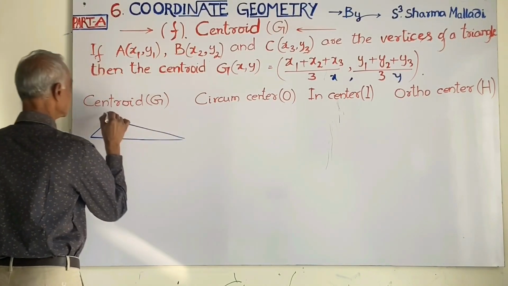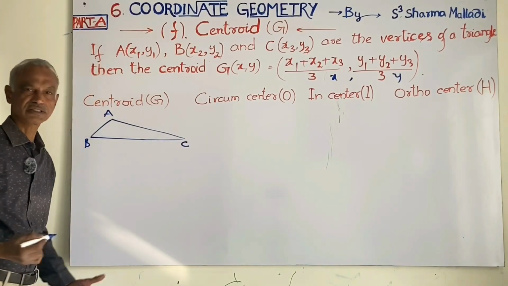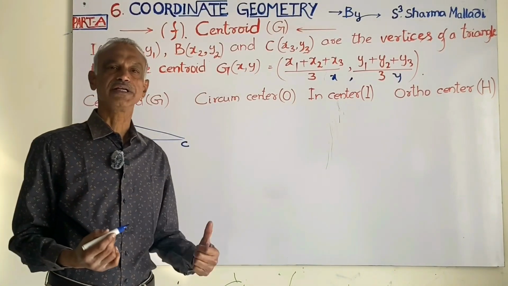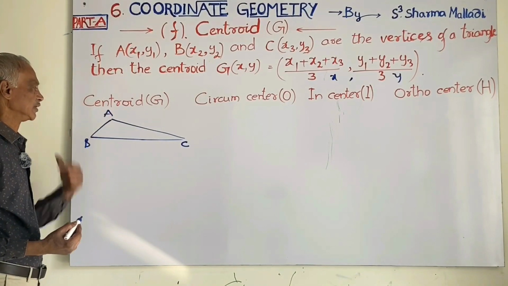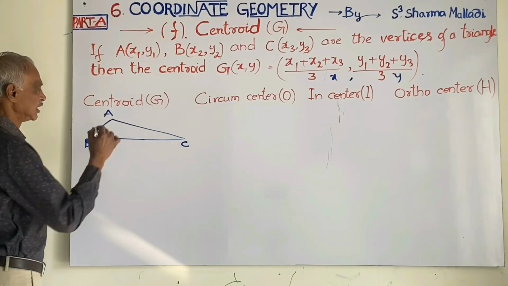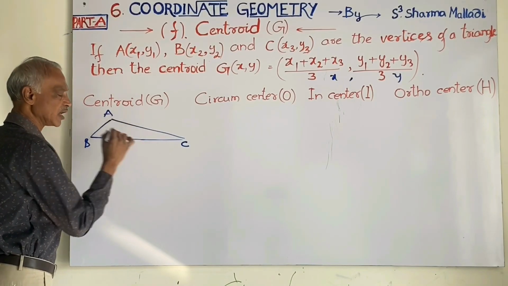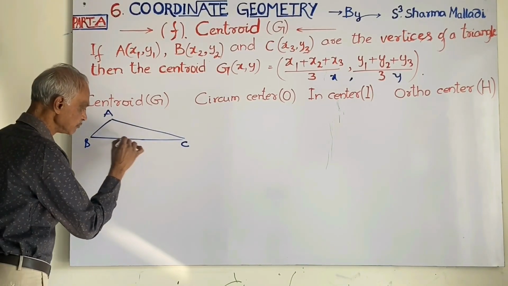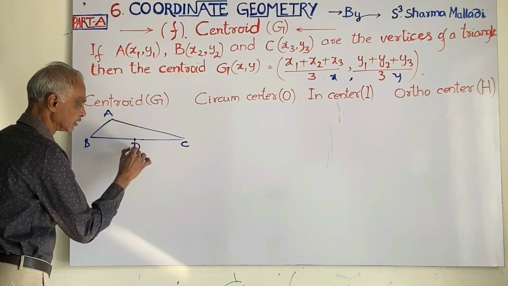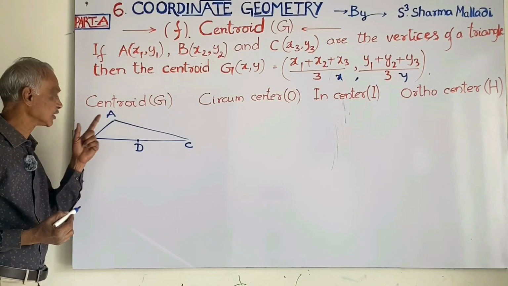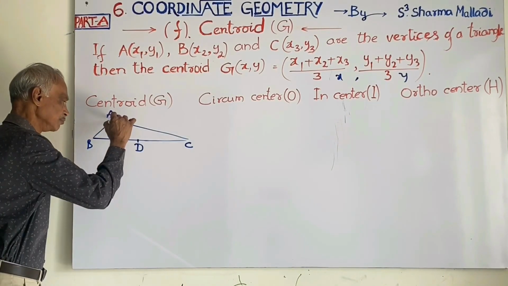This is a triangle A, B, C. What is centroid? The intersecting point of medians of a triangle is called centroid. Median means the line joining the vertex of a triangle to the midpoint of the opposite side. What is the midpoint of BC? This will be midpoint D. The line joining the vertex of a triangle to the midpoint of the opposite side is called median.